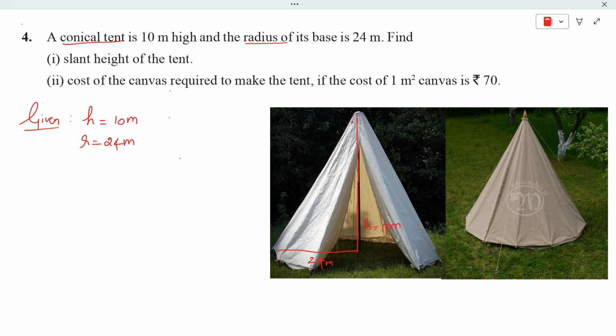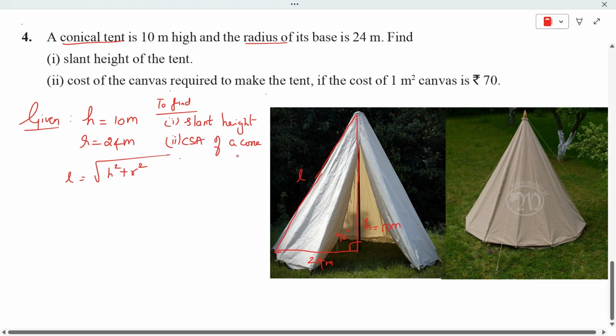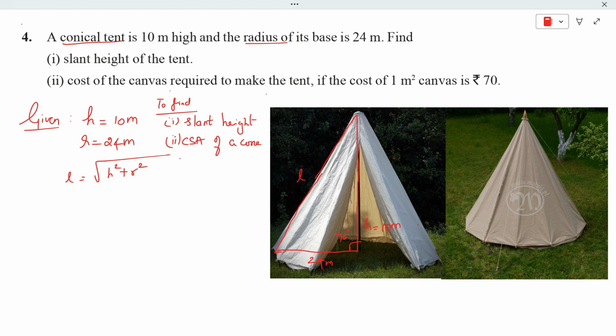So in order to find the slant height, I know the height and the radius are making 90-degree angle. So I can use Pythagoras, and we have already derived the formula L is equal to root of h square plus r square, isn't it? So first determine what I have to find. I have to find the slant height of the cone and also the cost incurred for making the tent. But before finding the cost of a canvas, I need to find the CSA. Why CSA of a cone? Because I don't want any material to cover the base area. So only we are involving the curved surface area of a cone.